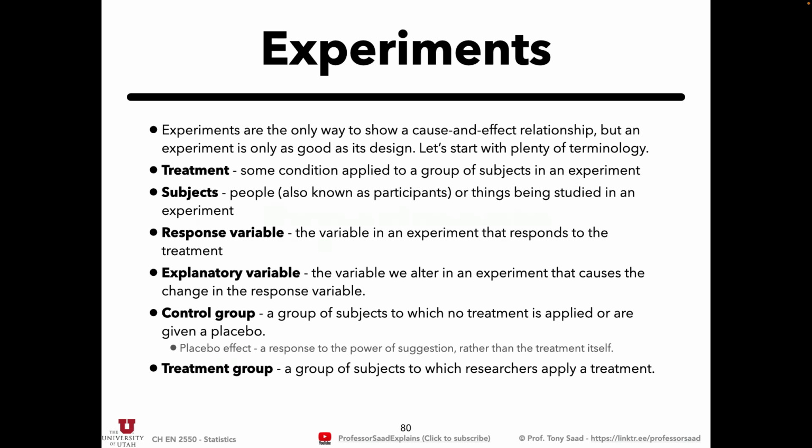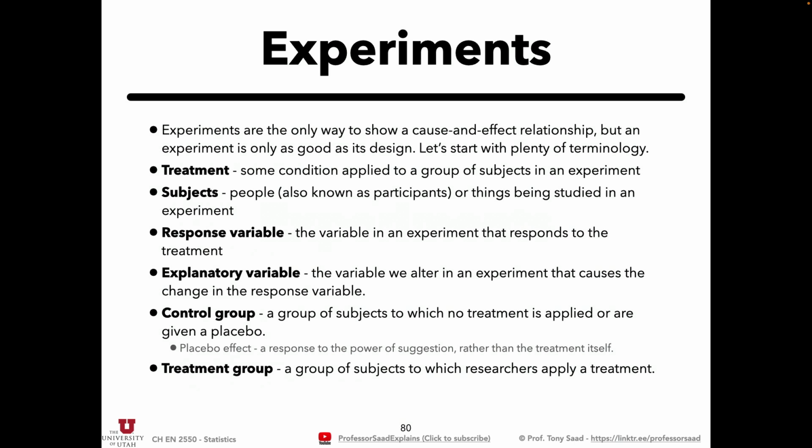Experiments are the only way to show cause and effect relationship, like we mentioned earlier. Now, with experiments, you bring in some new terminology. Treatment is some condition that, obviously, like something that you treat the patient with to see if there's an effect of the treatment. Subjects are the people. Obviously, things as well, soda cans, cereal boxes, drywall, computers, whatever.